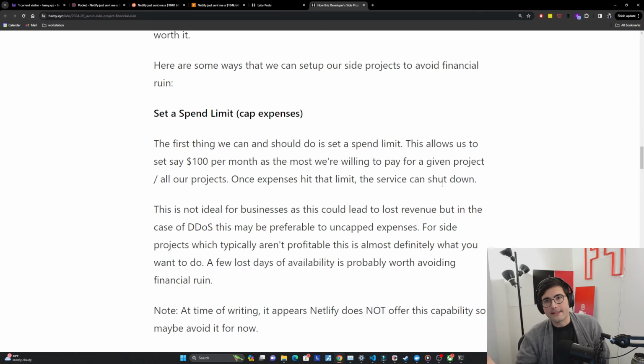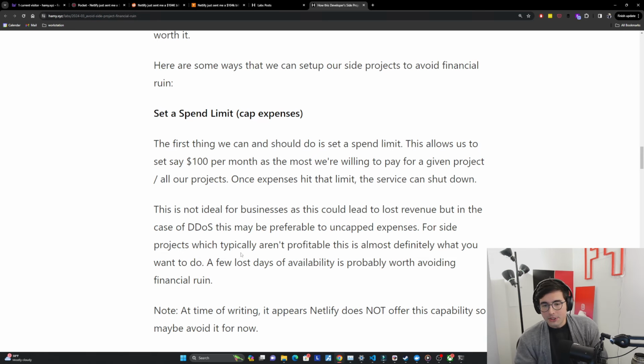Like if this is a business, then you probably don't want to do this because you're losing the traffic, which leads to your upside. And so yes, you're saving downside, but you're losing upside. But even in a business case where you want that upside, you don't want to lose those customers, DDoS might actually be preferable to uncapped expenses. So if that traffic is not actually real people that will bring upside, then there's just pure downside and you don't want to have that happen.